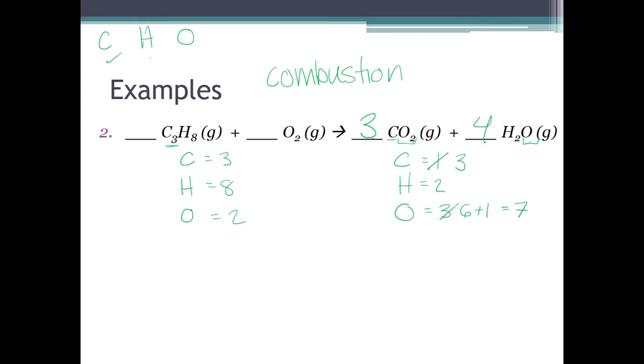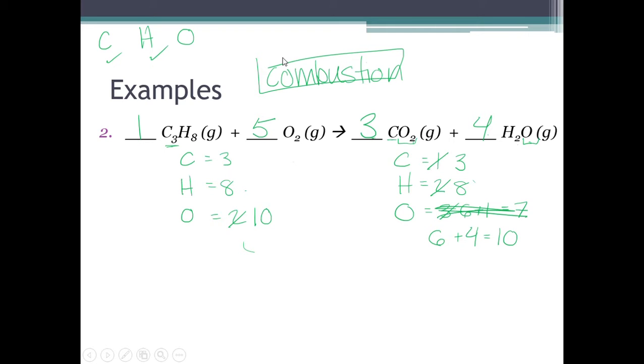But if we put a 4 right here, that'll give us 4 times 2 is 8 hydrogens and 8 hydrogens. So that's good. But it has also now affected our number of oxygens. Now, this is all gone. We've got 3 times 2 is 6 oxygens plus 4 from over here gives us 10 oxygens. And if we put a 5 right there, that'll give us 10. So we've got 3, 8, 10, 3, 8, 10. We can put a 1 here or not. That is your choice. This is a combustion reaction, and we are all done with this problem.